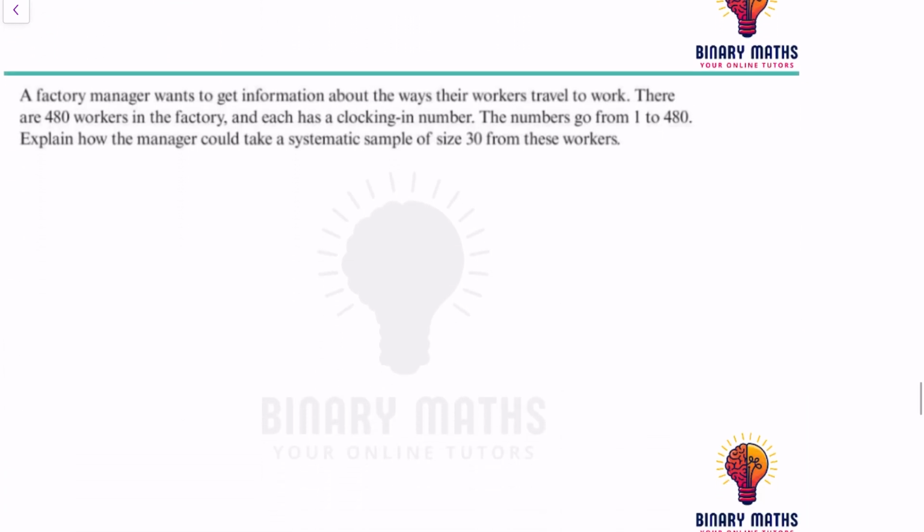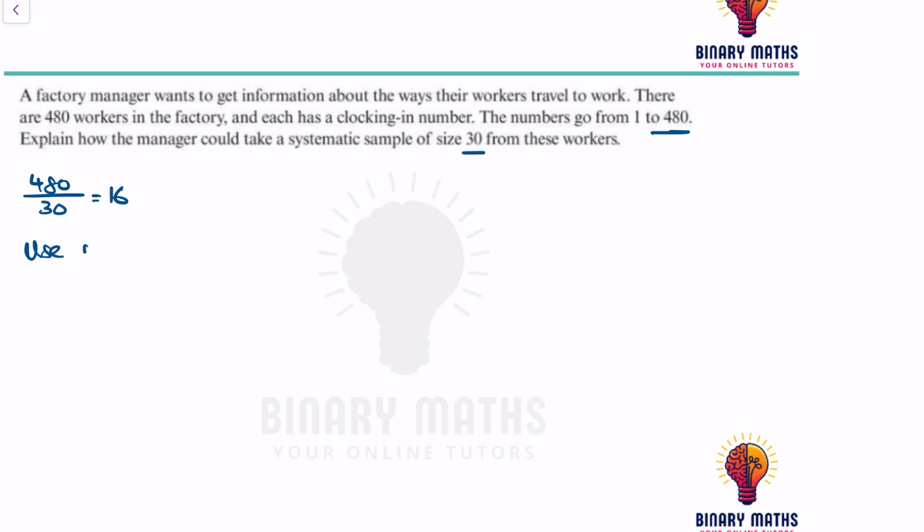A factory manager wants to get information about the ways the workers travel to work. There are 480 workers in the factory and each has a clocking in number. The numbers go from 1 to 480. Explain how the manager could take a systematic sample of size 30 from these workers. So we've got 480 and we've got a sample size of 30. So 480 divided by 30 is equal to 16.